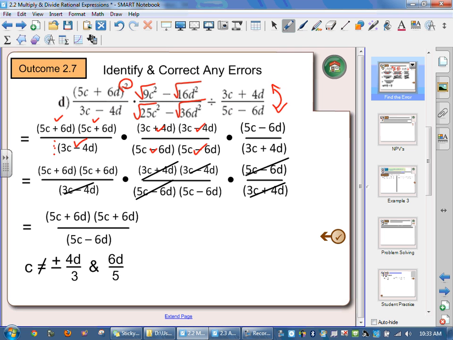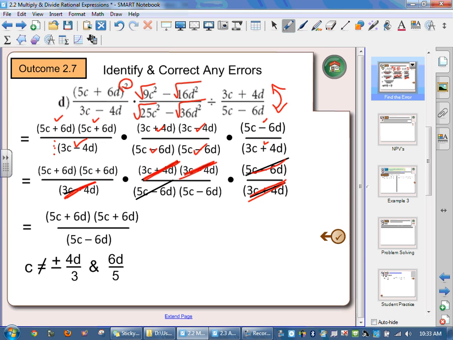Now what did they do? Let's see if they canceled what they were supposed to. So, this 3c minus 4d on the bottom here is going to cancel with the 3c minus 4d. That part's correct. Then I've got a 3c plus 4d. That guy's correct. Then I've got a 5c minus 6d on the top and the bottom. Those are correct. You're left with this and this. So all the canceling is correct and their answer is correct.